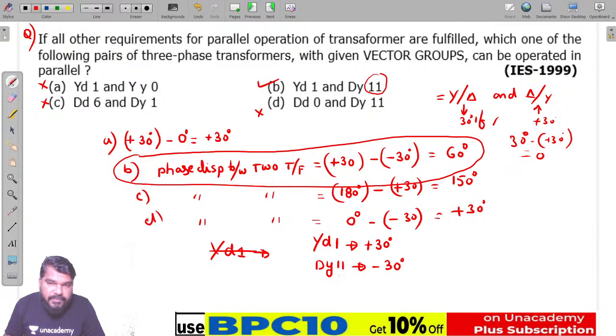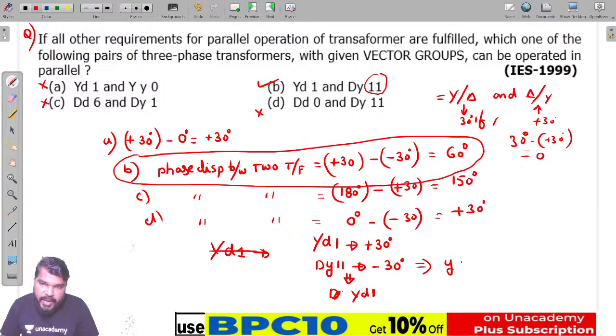So from this DY11, if I write YD, if we interchange the connections, what will happen here? Minus the plus 30 degrees here. Therefore, here star-delta is plus 30.